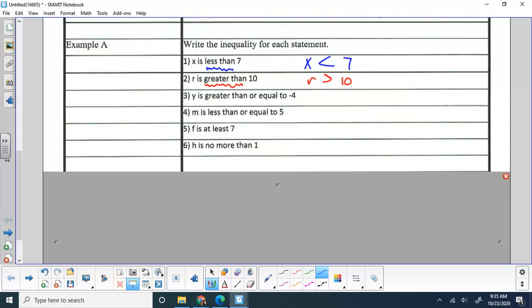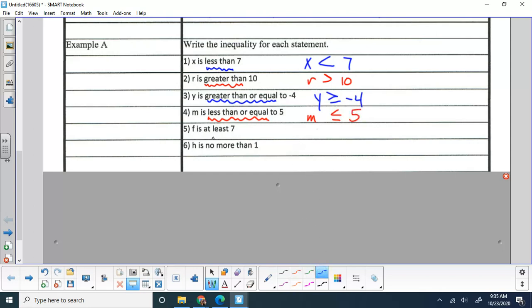Y is greater than or equal to. All right, greater than or equal to has the little line under it, and it said y was greater than or equal to -4. M is less than or equal to. So less than makes the L, if you look kind of a little bit creatively at it. So M is less than or equal to 5.